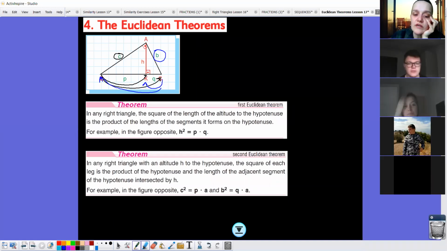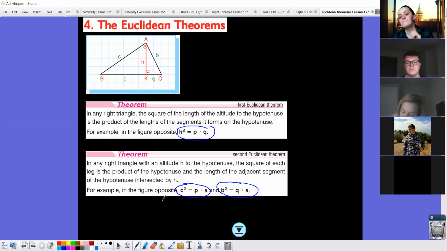You can draw this triangle and write only these parts, not all the explanation. For the first Euclidean theorem, h square is equal to p times q, and for the second Euclidean theorem, c square is equal to p times a, b square is equal to q times a.